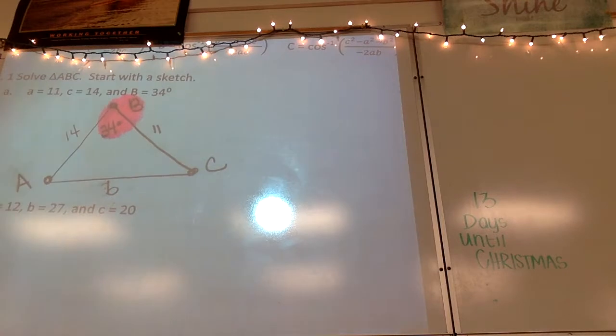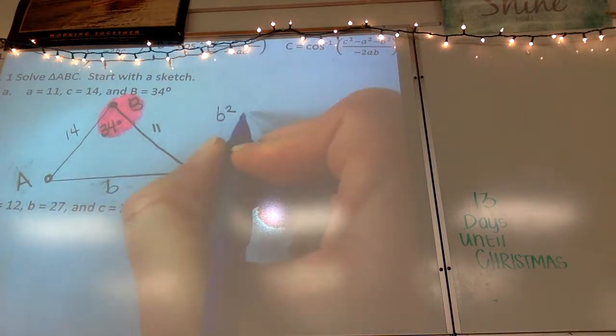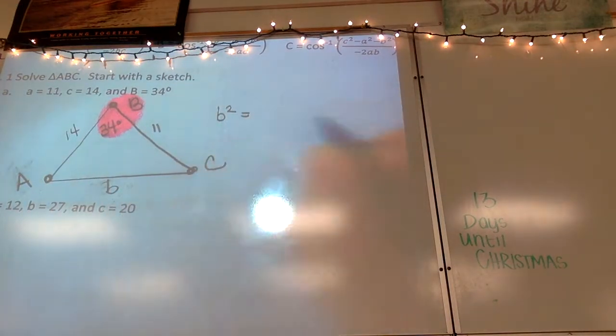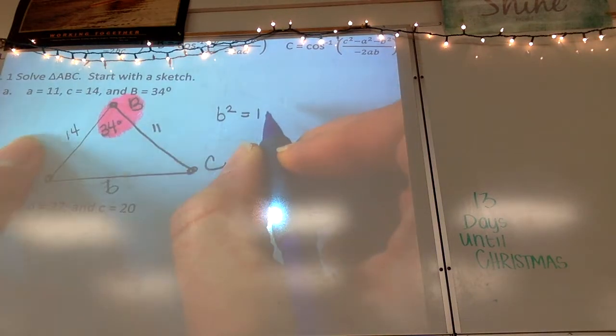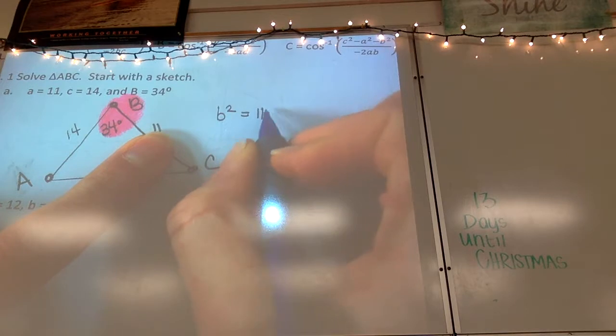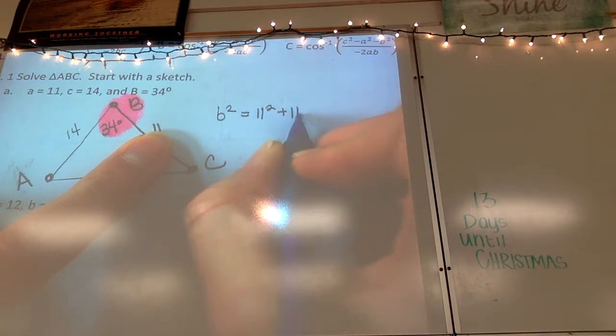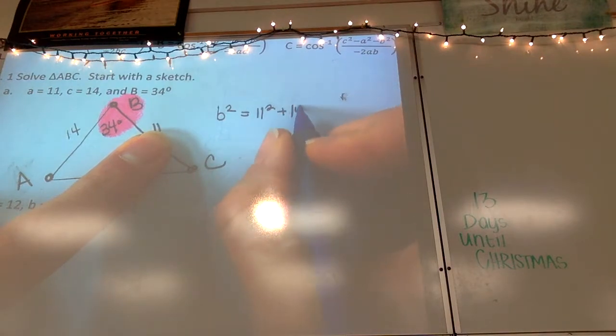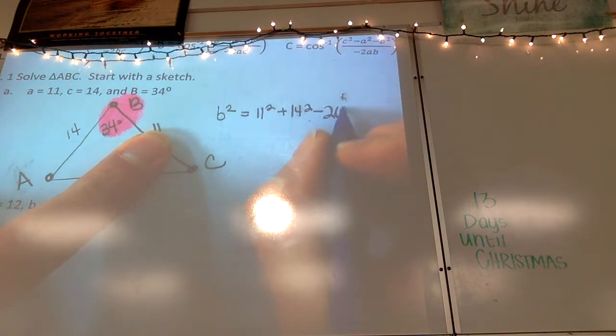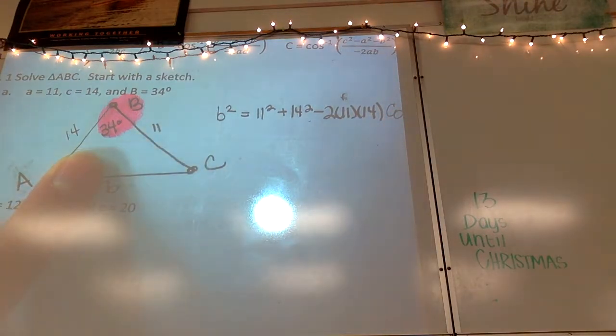So here we go. B squared equals A squared, and it doesn't matter which one you choose, 14 or 11, it really doesn't matter. 11 squared plus 14 squared minus 2 times 11 times 14 cosine of 34.